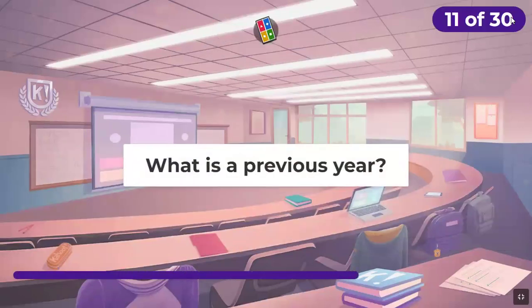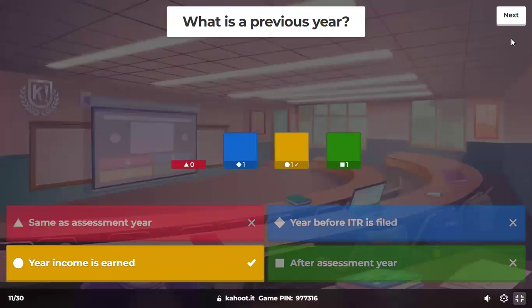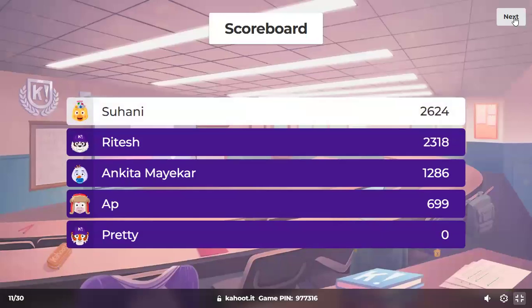Then what is previous year? Red, assessment year; yellow, income is earned; blue, year before ITR is filed; and green, after assessment year. Okay, so previous year is the year before ITR is filed. So blue is the right answer. So Suhani continues to lead.